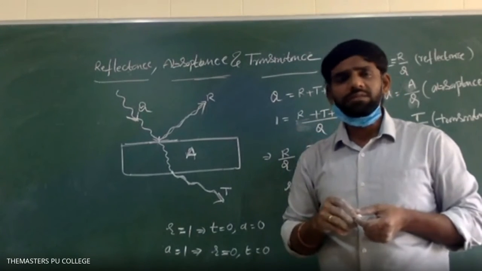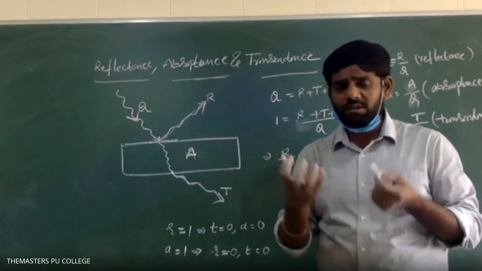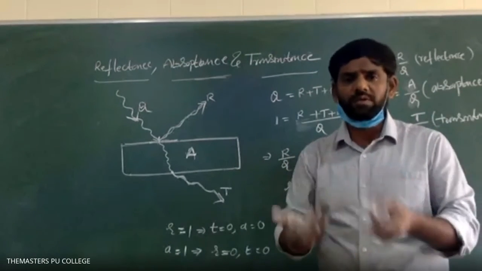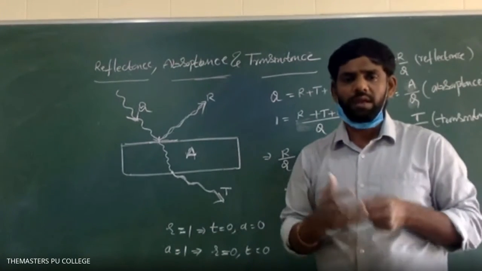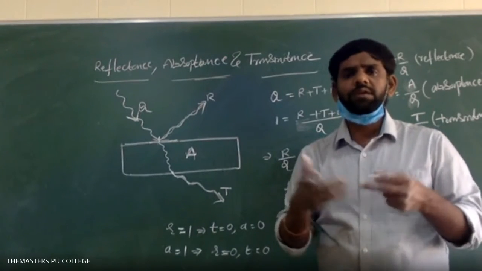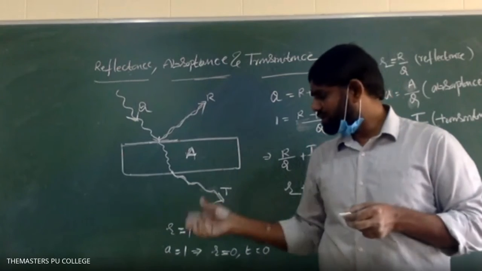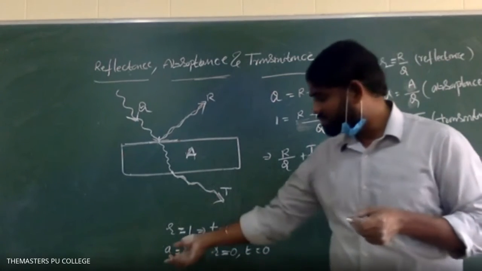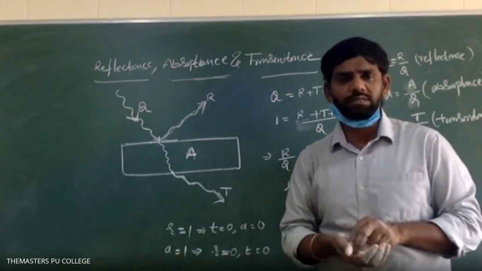So a black hole means that even light is not able to return back. That's why it appears black, and that's why it is called a black hole. Perfect absorbers are called black bodies.